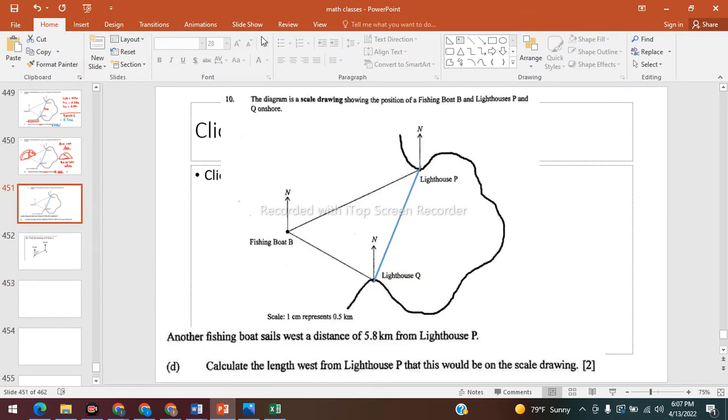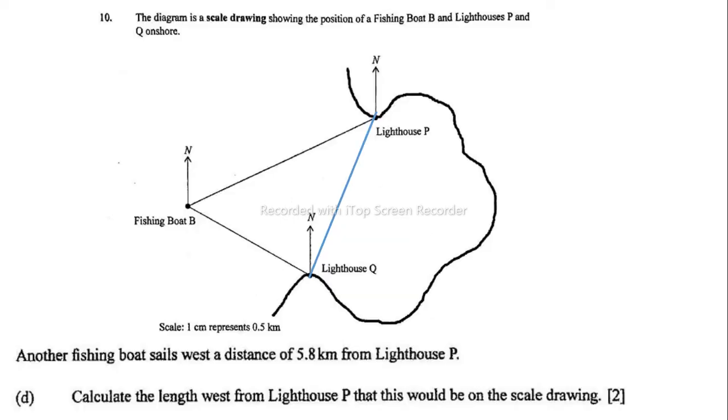Here we are. Another fishing boat sails west at a distance of 5.8 kilometers from Lighthouse P. So this is Lighthouse P. Another boat sails west from Lighthouse P, from here. Calculate the length from P that will be on the scale drawing.